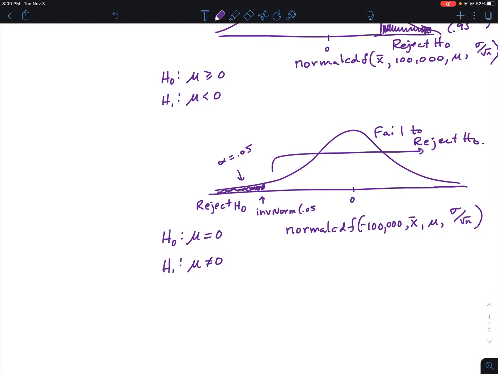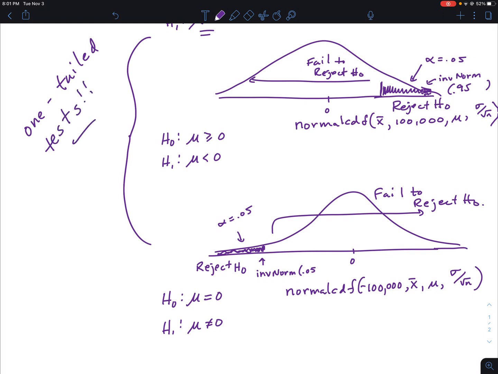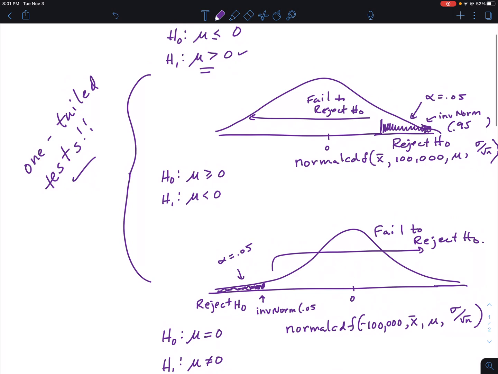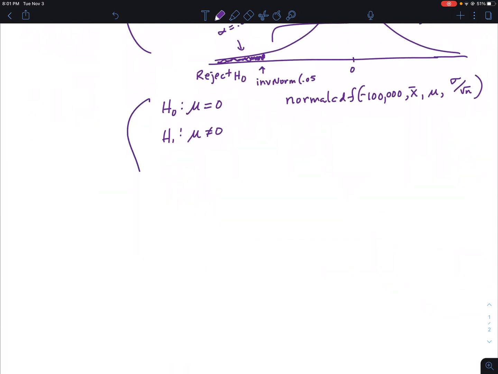And so both of these, notice, because only one side is shaded in, are considered our one-tailed tests in this case. So if mu is greater than or mu is less than, it's always going to be a one-tailed test. All right, so let's move on to the only two-tailed test we have in this case.